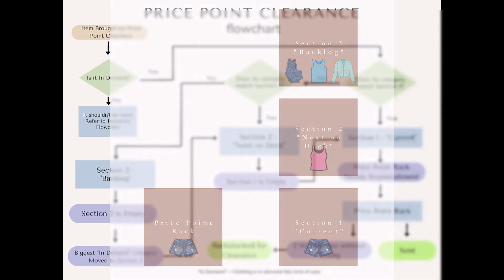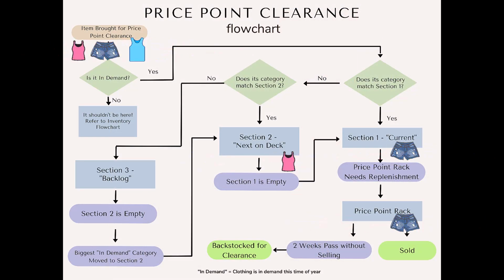Whenever we bring something into price point staging, so we pull it from the rack and it is in demand, does it match section 1? For example, is it women's shorts? And if not, does it match section 2? If it does, we put it in section 2. But if it does not match section 1 or section 2, then it goes into section 3, which is the backlog. And then it just waits here.